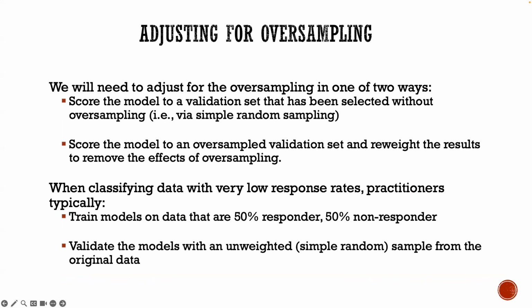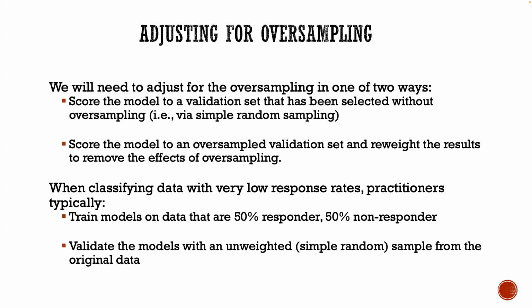Now, oversampling, when we do this, we have to adjust for it because clearly the real data does not have as many rare cases. But when we did the training, we oversampled because we wanted the training model to learn more about these rare cases. So we have to adjust for the oversampling by scoring the model to a validation set where we don't do any oversampling. So we do the oversampling in the training set, but don't do the oversampling in the validation set.